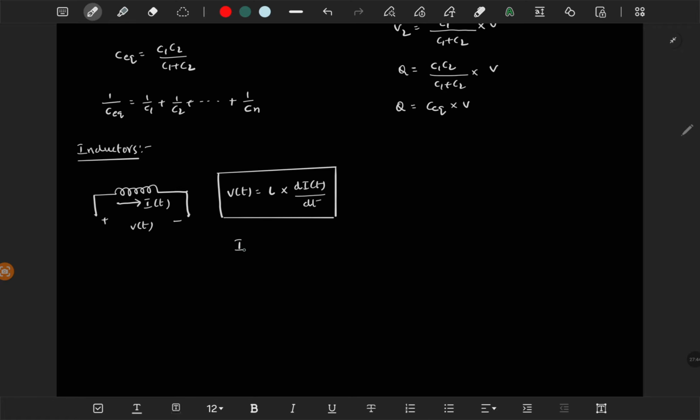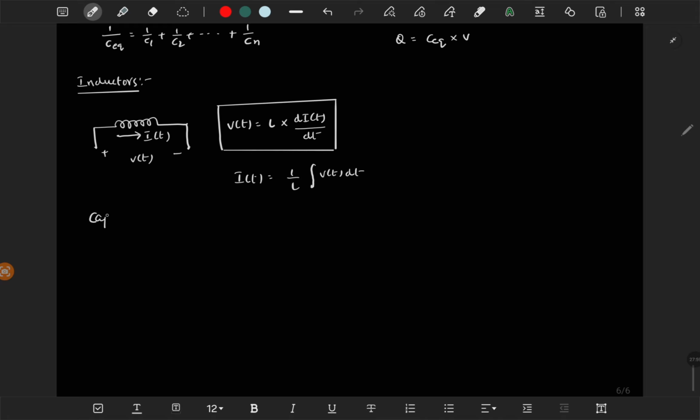So from this, I of t is equal to 1 by L integral V dt. I'll write down here, for a capacitor, if you pump current, then there is voltage buildup. Similarly, for an inductor, apply voltage, then there is current buildup. If there is no voltage, then there is no current buildup, right?